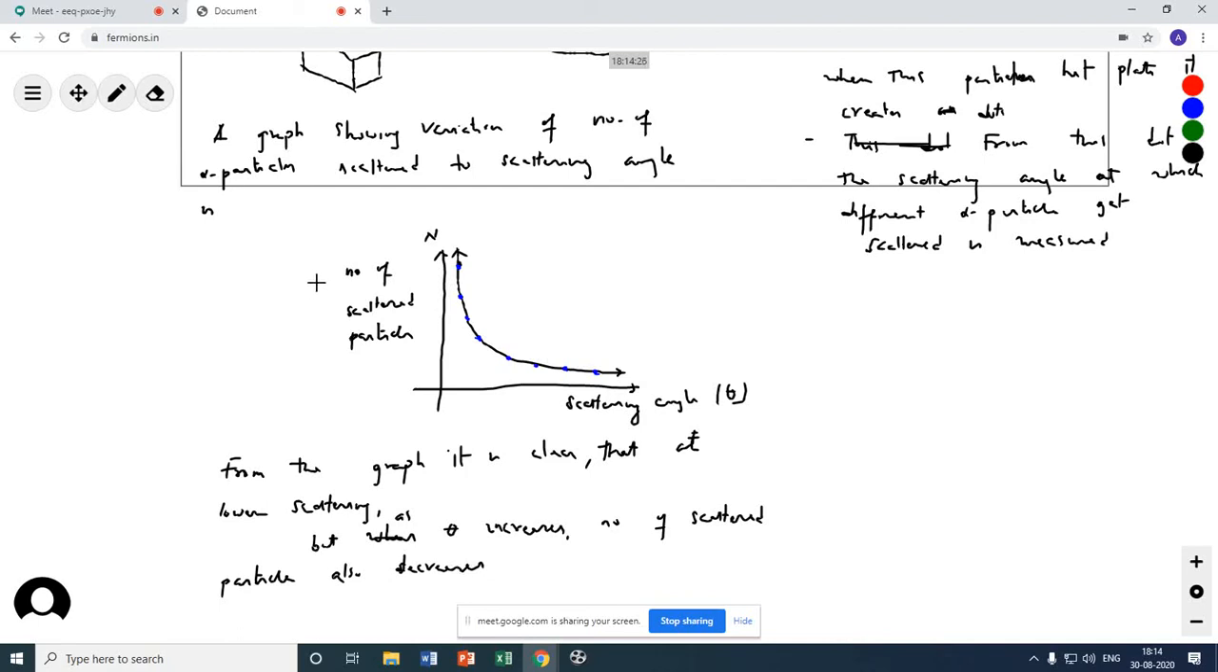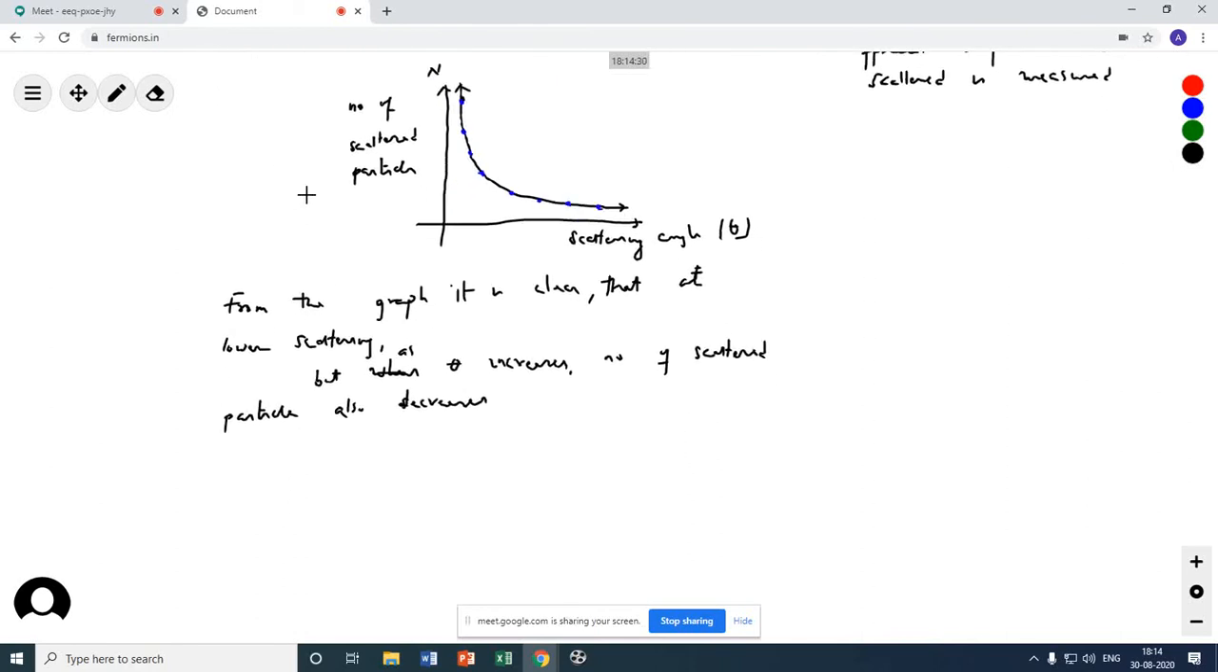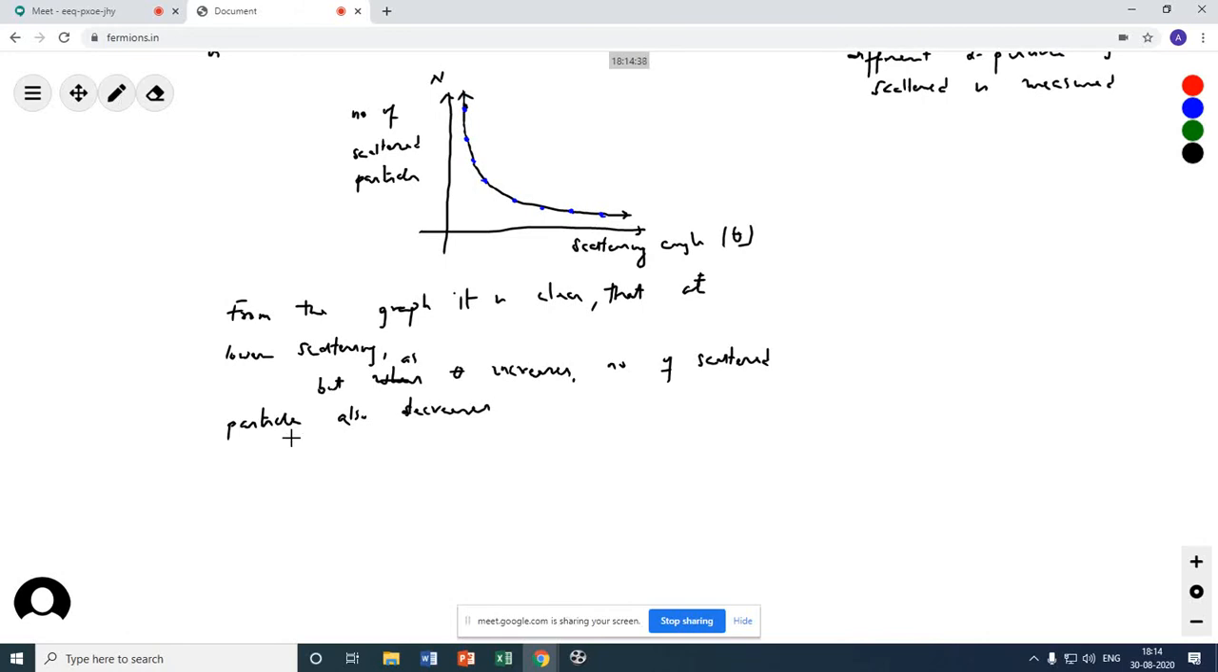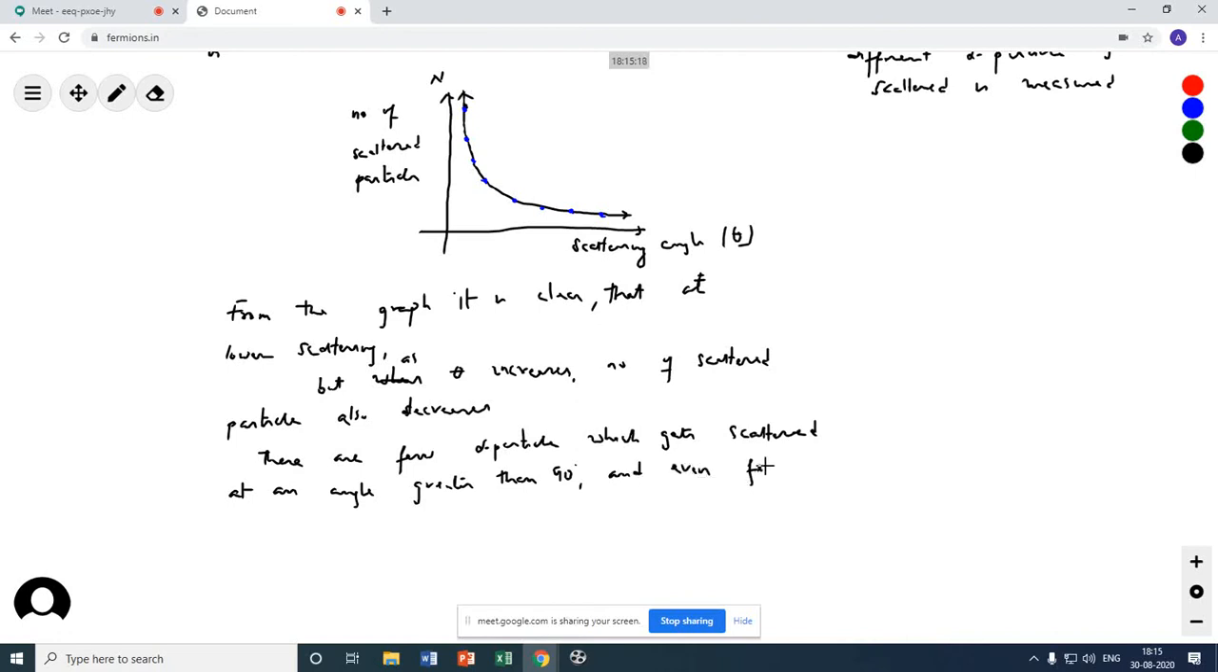We can see that there are very few alpha particles which get scattered at an angle greater than 90 degrees, and even fewer retrace their path backward.